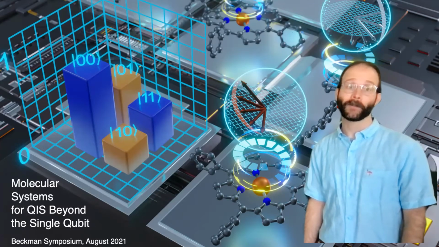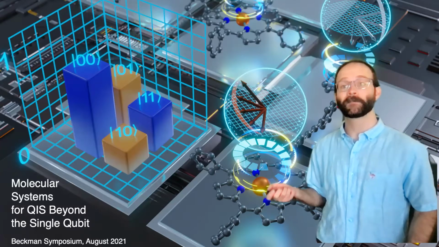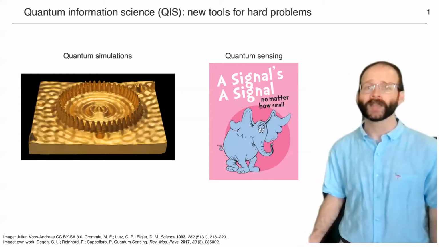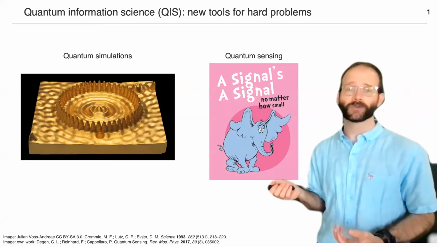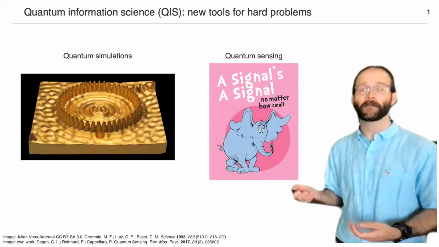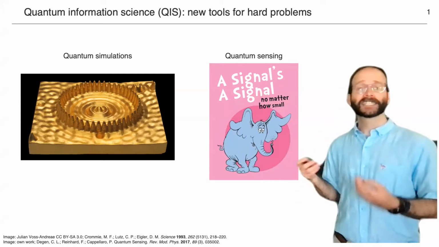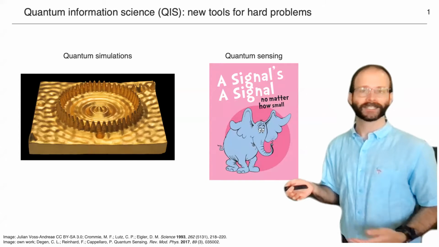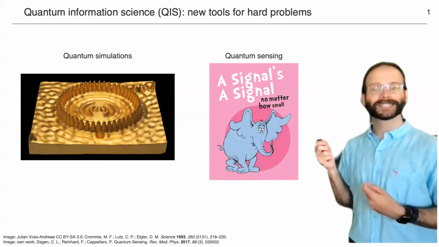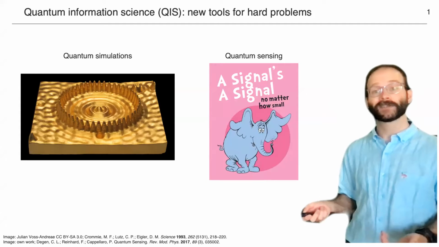Beckman postdoctoral fellow. And today I want to tell you about my work on molecular systems for quantum information science beyond the single qubit. Quantum information science is a paradigm that is leveraging our burgeoning control over the quantum properties of light and matter to create new solutions to challenging problems, such as simulating complex quantum phenomena using quantum objects, or using delicate quantum states to sense and measure physical properties with unmatched precision and sensitivity.